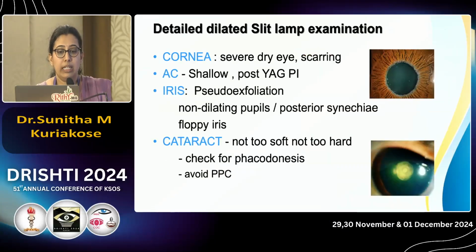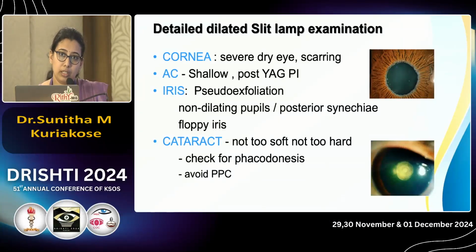Then always do a detailed dilated slit lamp examination. You need to see the patient dilated and not the sister who is giving you the case. Check for the cornea. If there is severe dry eye scarring, check for the AC. If it's shallow, if there is a post-EAC PI, that patient might have an iris prolapse because it is a floppy iris. Then iris also you have to check for pseudo exfoliation. Don't take pseudo exfoliation patients.